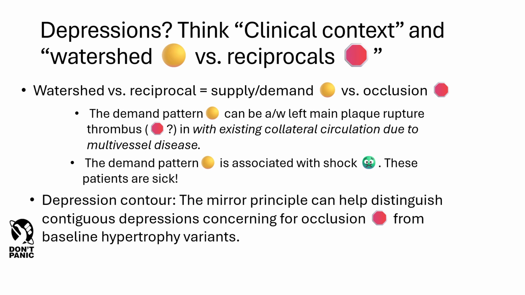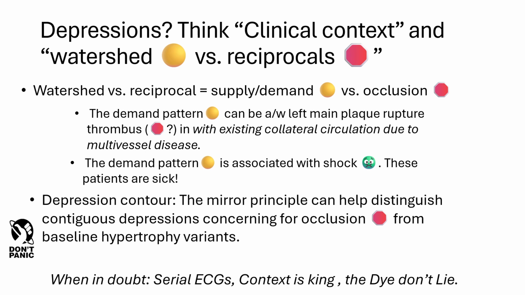Remember the mirror principle when thinking about depression contour. It can help us distinguish contiguous depressions concerning for occlusion from baseline hypertrophy variants. And in parting, remember that coronary occlusion is a clinical diagnosis. When in doubt, you can get serial ECGs and look for changes. Clinical context is king, and as some interventional cardiologists like to say, the die don't lie.